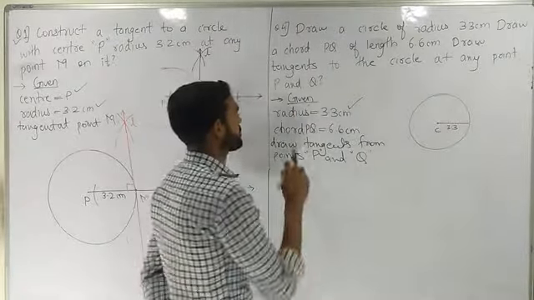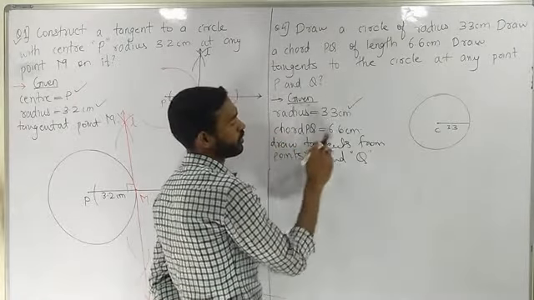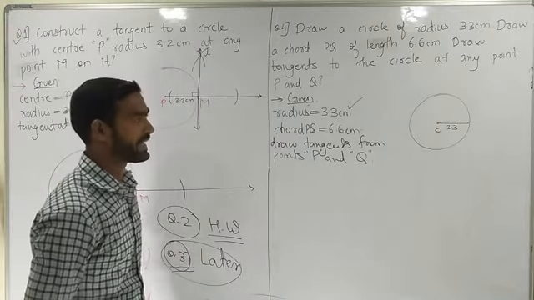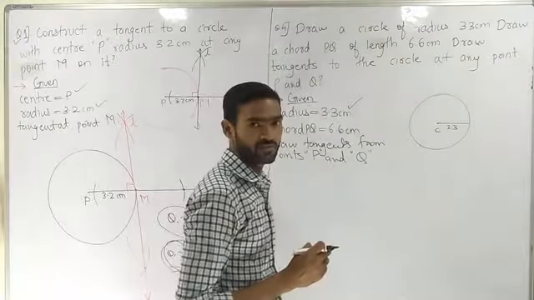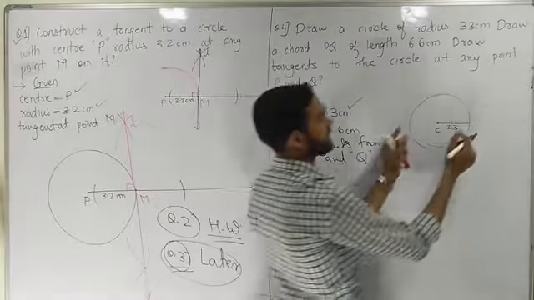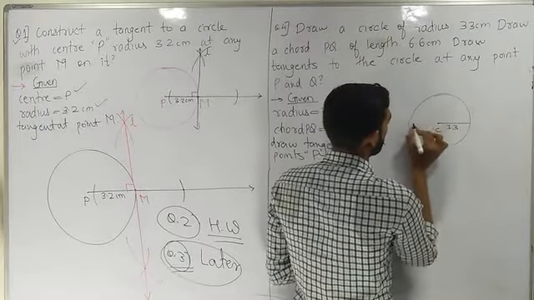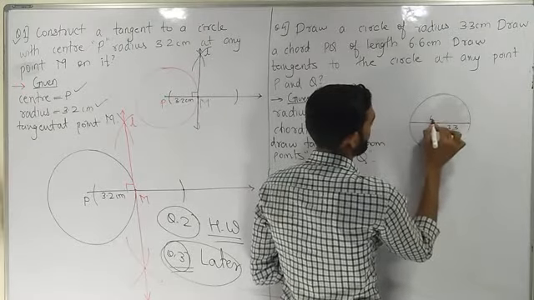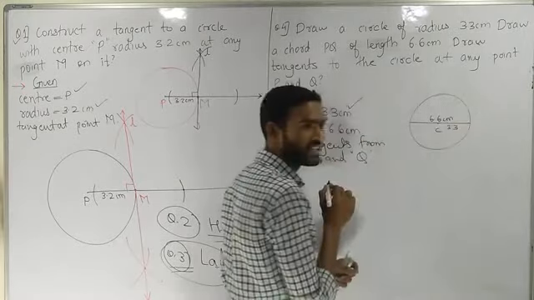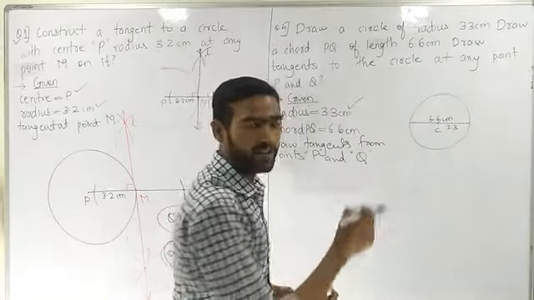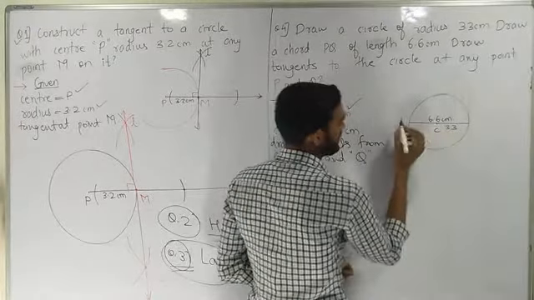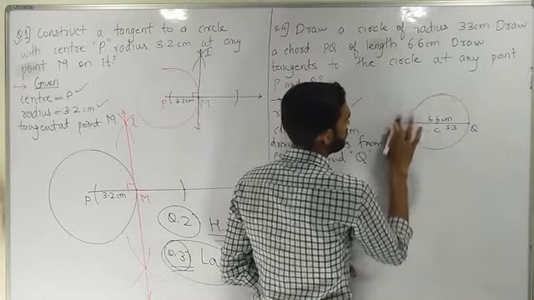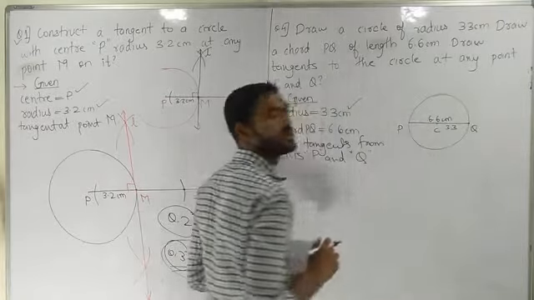Okay. Next, I need to draw a chord PQ of length 6.6. So what we'll do? We will take 6.6 centimeter distance in the scale. If you will measure 6.6, this total length is 6.6 centimeter. So what exactly does it look like? It looks like a diameter. Starts from P, ends with Q. So this will be drawn PQ.